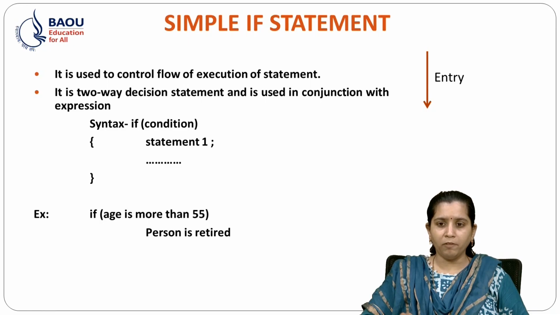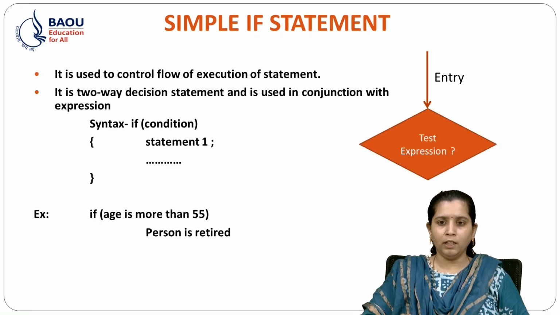So, what is the flow chart of if statement? First of all, the flow chart will start. After that, it will test the condition. If it is true, then the statement is executed. Otherwise, it will go out of the execution. That is control flow.